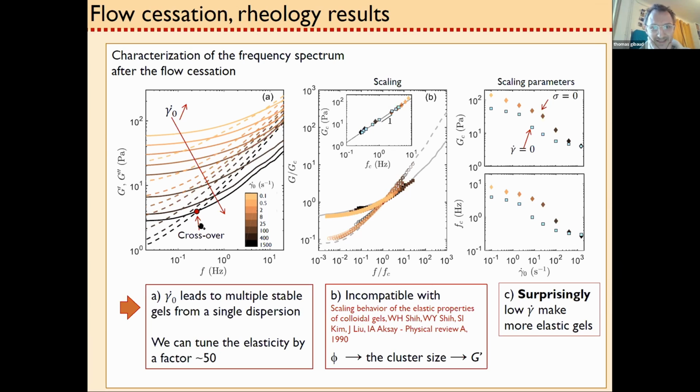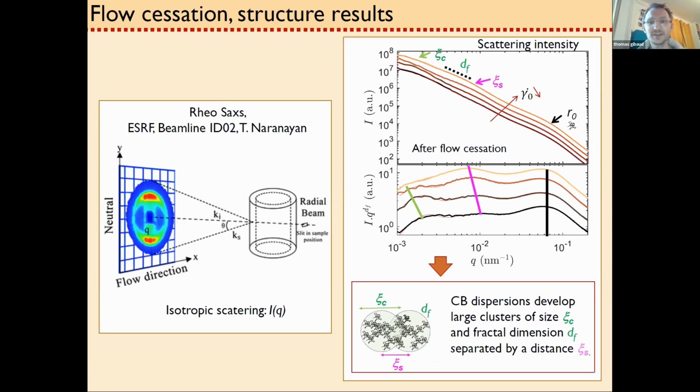So what do we do next to understand what's going on? We need some insight from structure. And so what we do is rheo-SAXS. We do that on beamline ID02, that's Narayan's beamline, a beautiful beamline at the ESRF in Grenoble. The idea is that you have a rheometer and you shine X-rays through the rheometer while you do all the rheologies that you want, and you collect the scattering intensity.